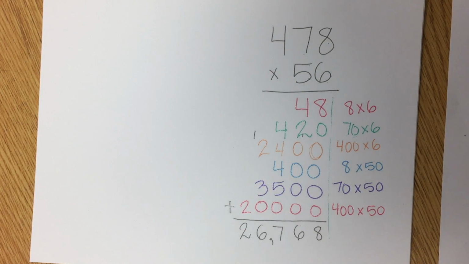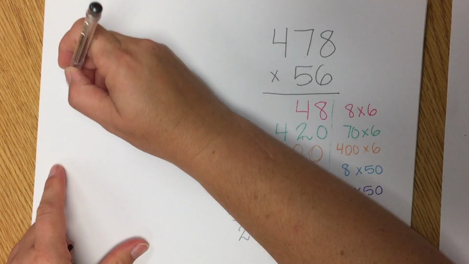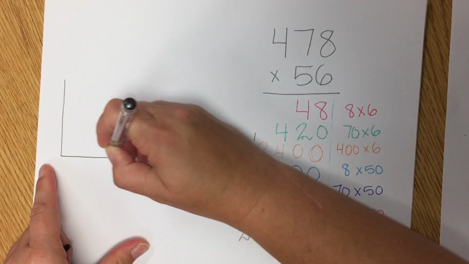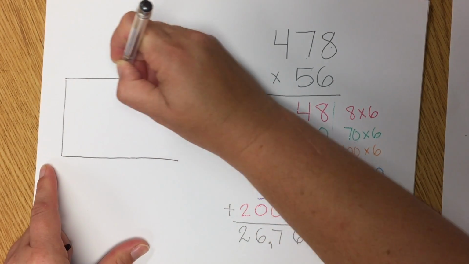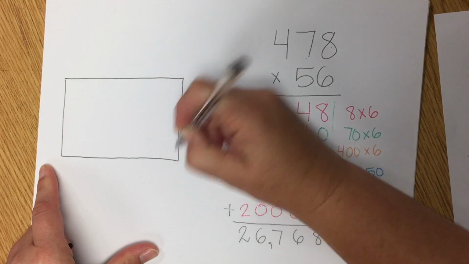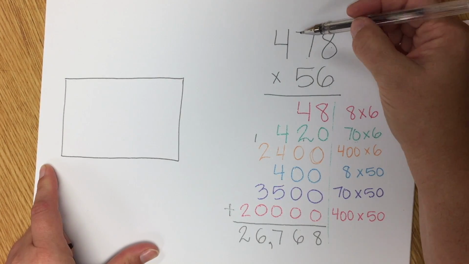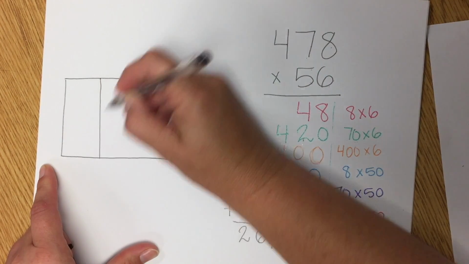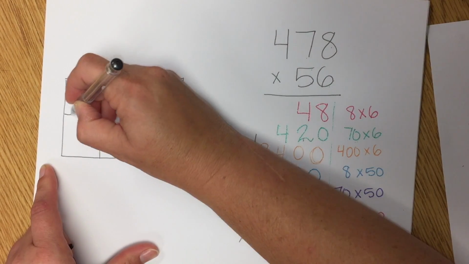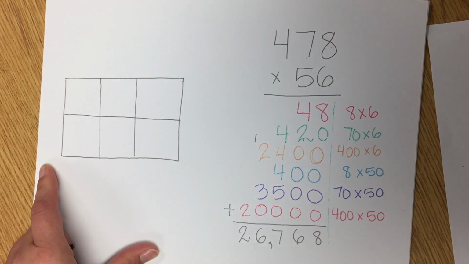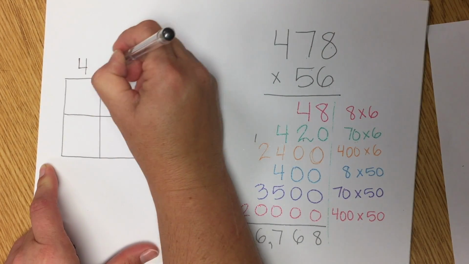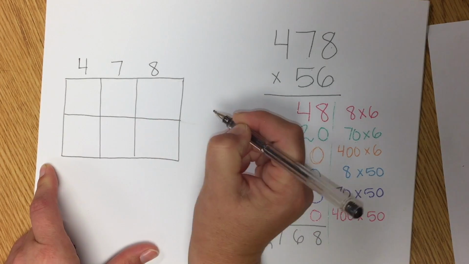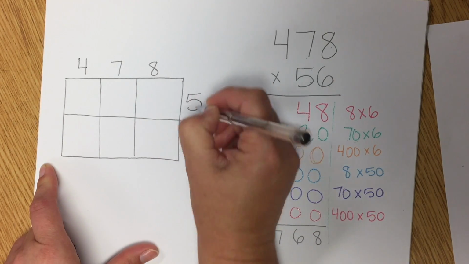Now let's look at another method that is very similar to partial products. It's just a different way to set it up. So this one we call the box method. You simply draw a box that is an array of the digits. So if I've got 3 digits by 2 digits, I'm going to make sure I have a 3 by 2 array. And then I will write the numbers in along the top and along the right-hand side.